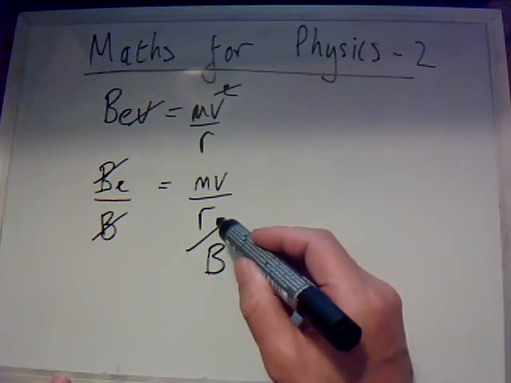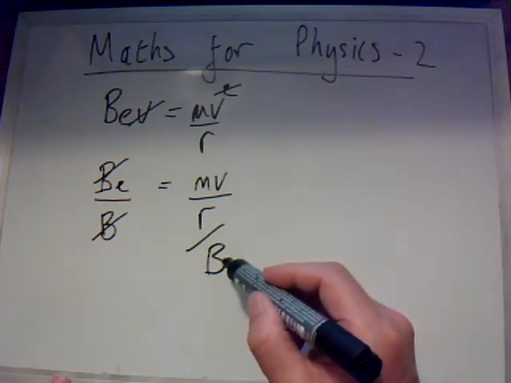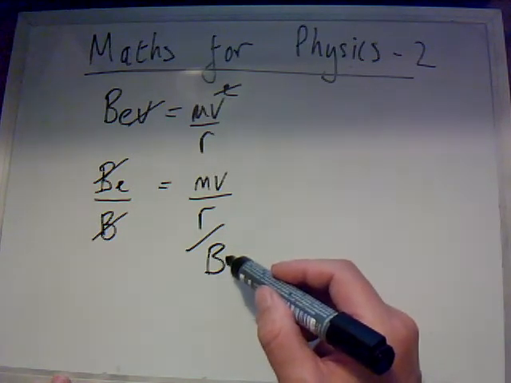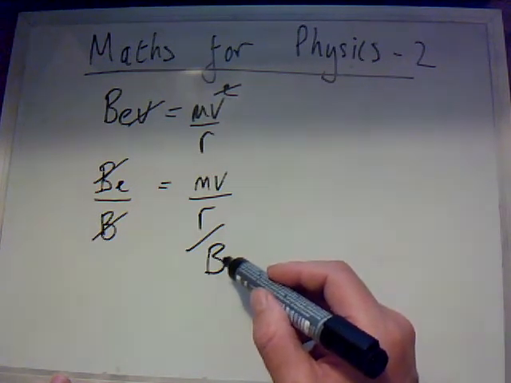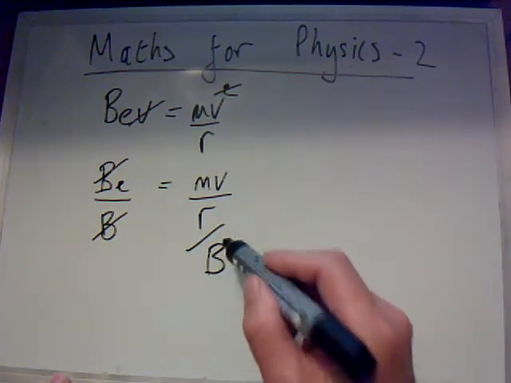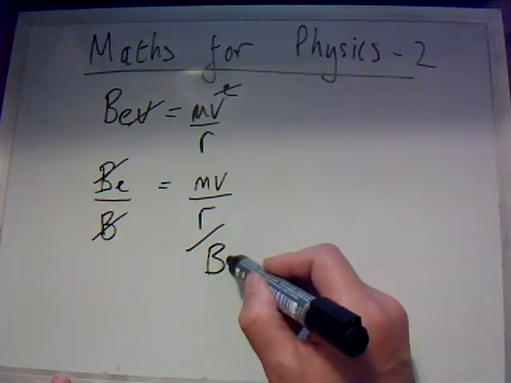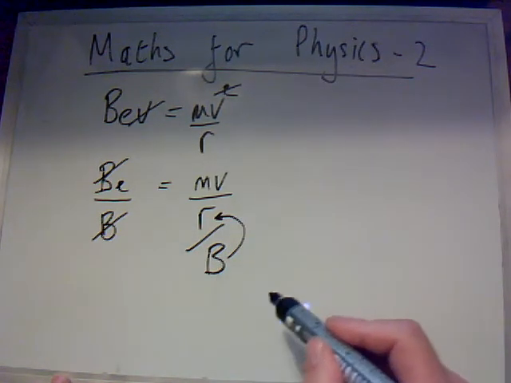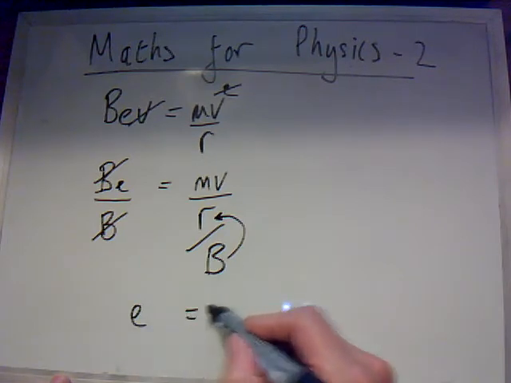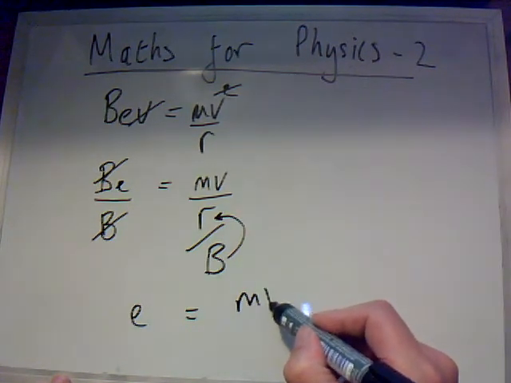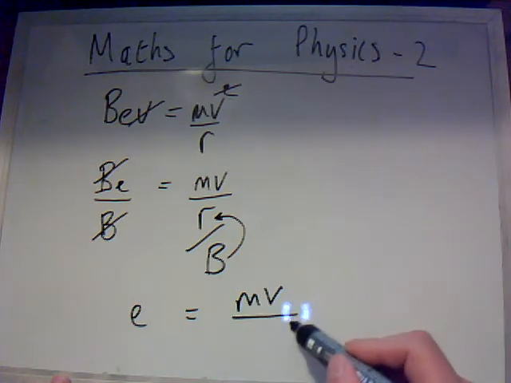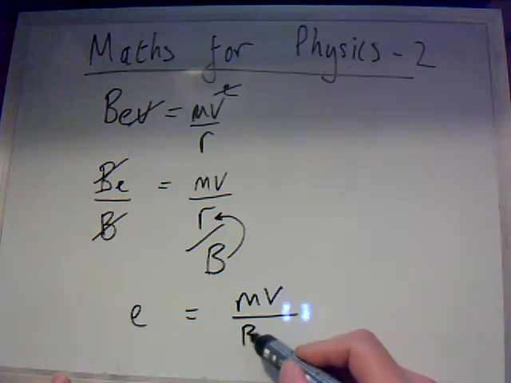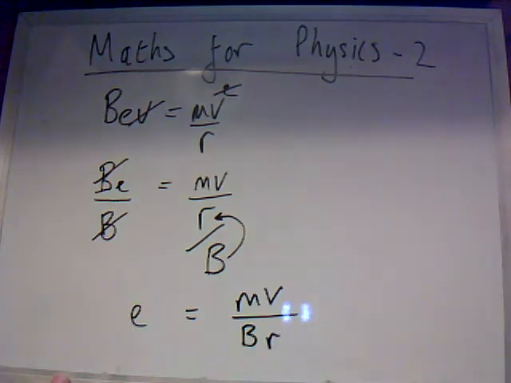Now that is a fraction divided by a letter. So what do we do? What in fact happens in those cases is that the letter B here, or whatever it is, will go on the bottom to leave that as E equals mv divided by br.